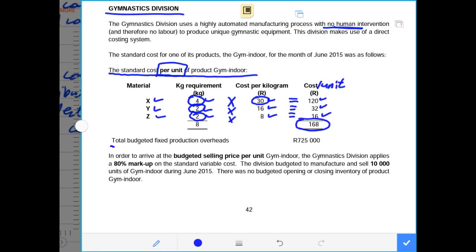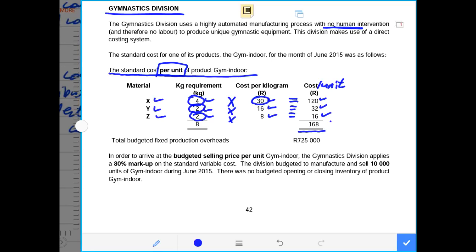And they say to us that the budgeted fixed production overheads is 725,000 rands. In order to arrive at the budgeted selling price per unit, the gym indoor, the gymnastic division applies an 80% markup on the standard cost. Remember, our standard cost is 168 rand. This is our standard cost per unit. So the policy of the company is to add 80% on that cost price so that they get to their selling price.